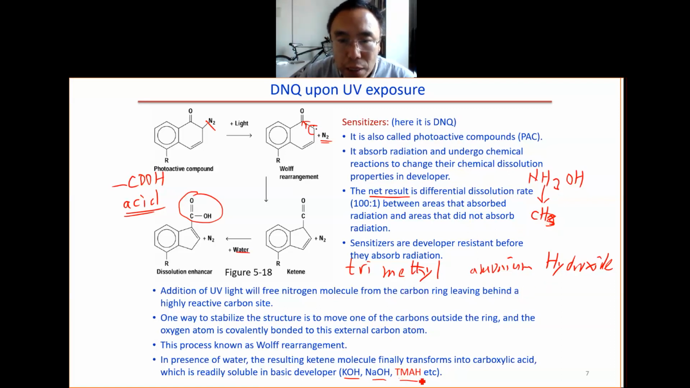This is the most popular, because here we have no metal. We know that potassium, the alkaline metals, are not good for the transistors. So nowadays we use TMAH as the developer. The others are used a little bit, but not very often. Usually we dissolve 2.6% of TMAH in water to form the developer.